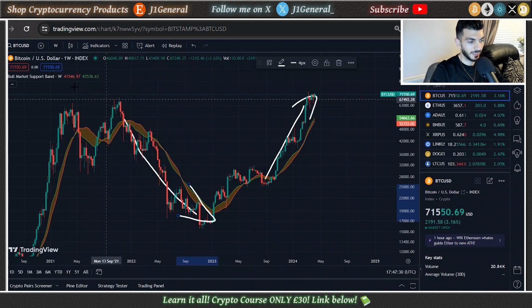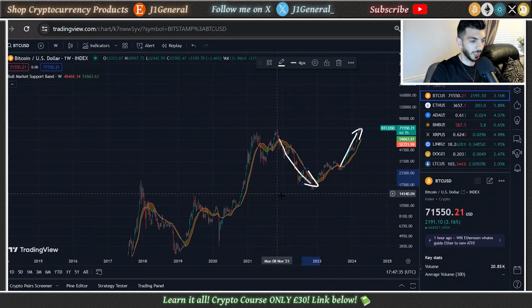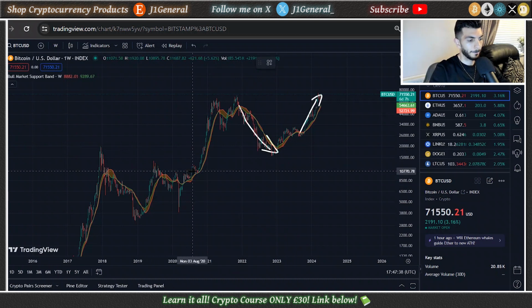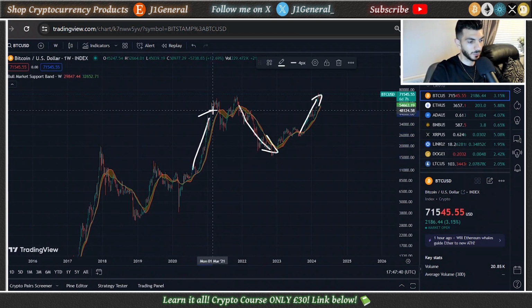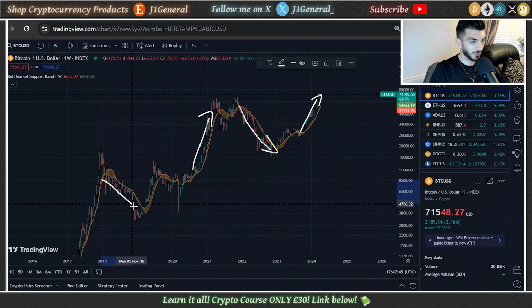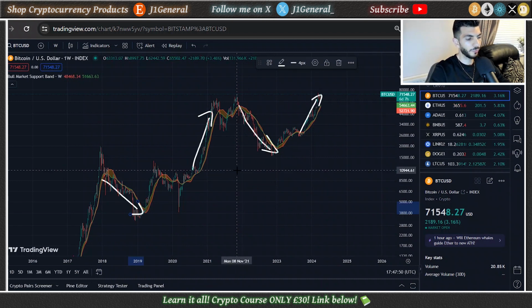Throughout history, this is exactly what has happened throughout Bitcoin's cycles. If I just zoom out and show you again, for example, when Bitcoin is trending above the bull market support band, it is known as a bull market. If Bitcoin is trending below the bull market support band, it is known as a bear market. We go through phases where Bitcoin trends above its bull market support band for a significant amount of time, known as the bull market, and there are times where Bitcoin trends below the bull market support band for a significant time, known as the bear market.